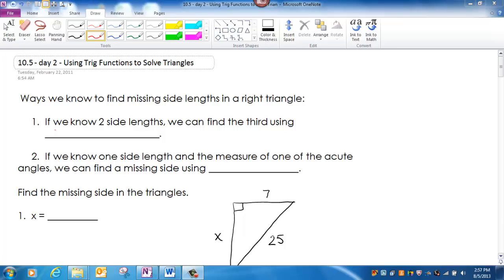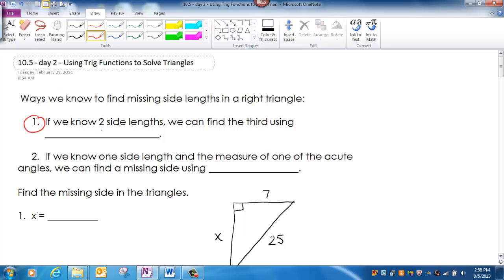Okay, so now that we have gotten some of the basic information regarding trig functions mastered, we're going to go on to find missing side lengths in a right triangle using trig. So actually we already know a way to find a missing side in a right triangle if we have the other two sides. So let's look at this first number one here.